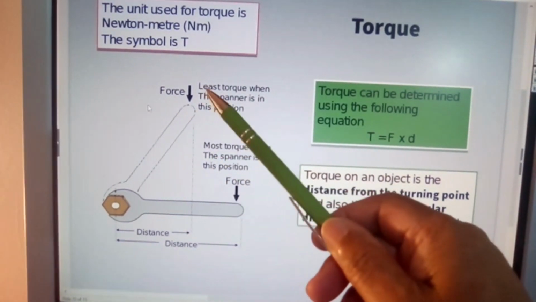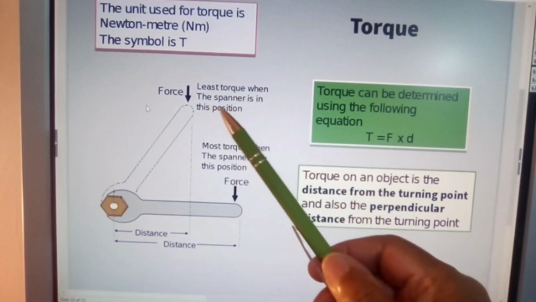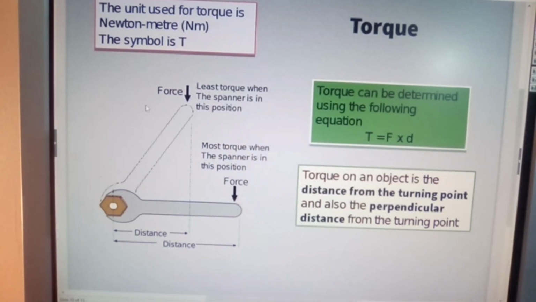So we have the least torque when the spanner is in this position.